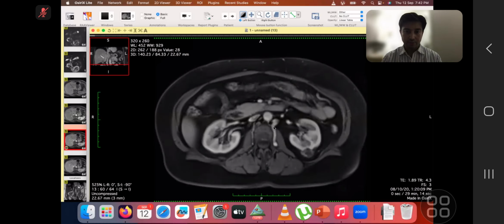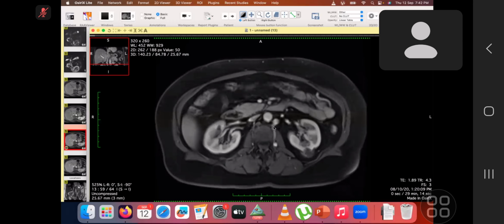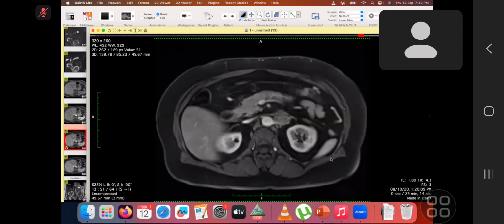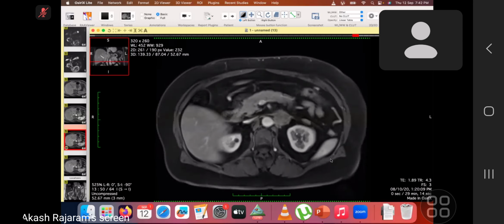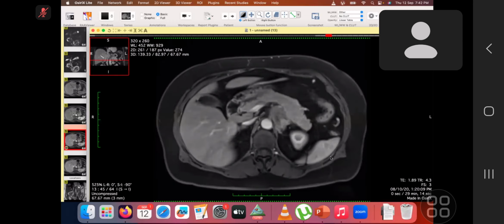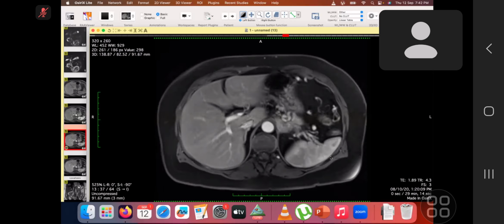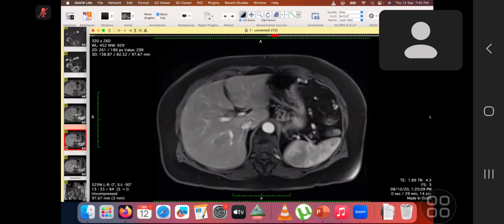Can you scroll? Yeah. So this does not actually demonstrate post-contrast enhancement in the central focus, but the periphery is showing some enhancement, and the underlying cortex is well preserved.